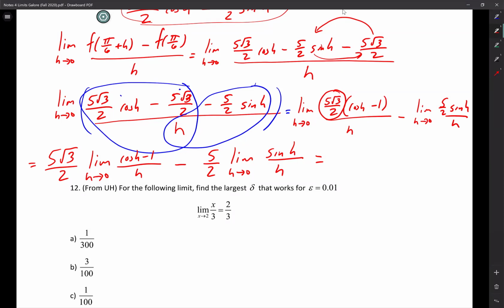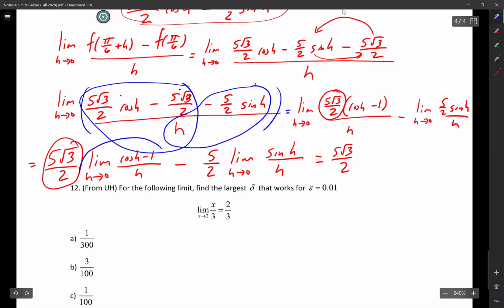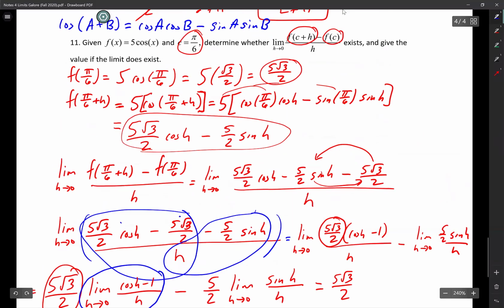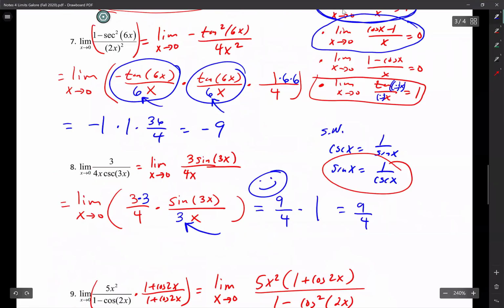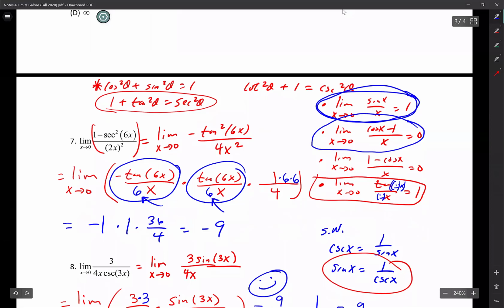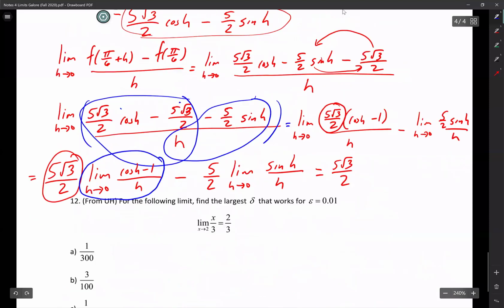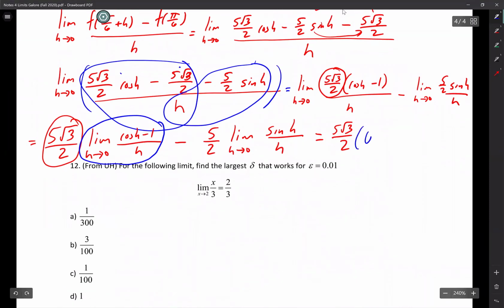All right, finally. So now let's just simplify what each one is. So I have 5 square root of 3 over 2. That's this part. And then this that I'm circling in blue, that's just a property. So let's look up what that is. Cosine h minus 1 over h as h approaches 0 is cosine x minus 1 over x, just replace the x with an h. That is 0. So that times 0 minus 5/2.